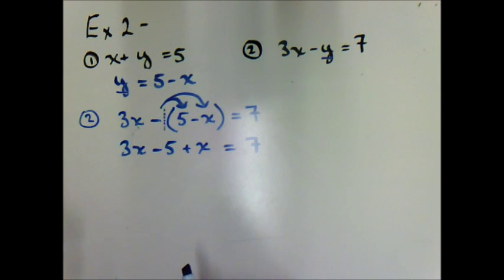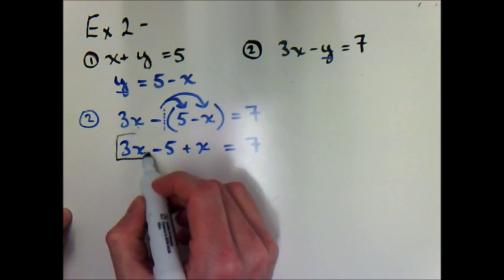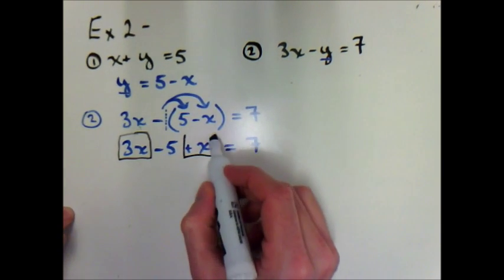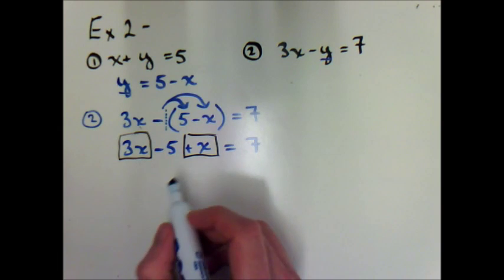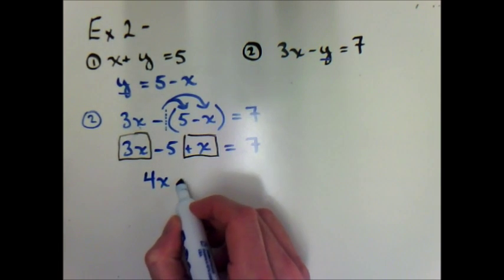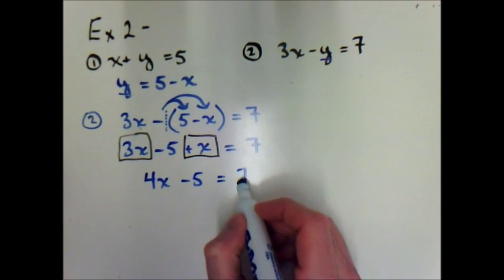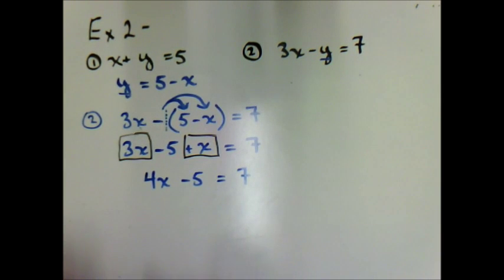Vanessa, what would be my next step here? I noticed something about the left side here. Yeah, I have an x term here and an x term here. They can go together. 3x plus x is 4x minus 5 equals 7.